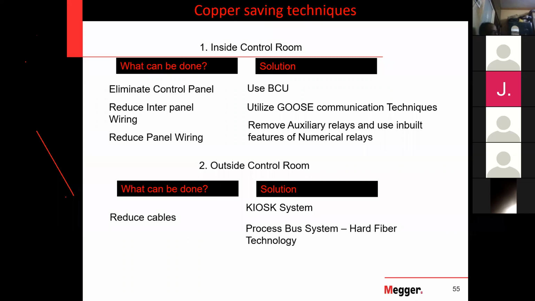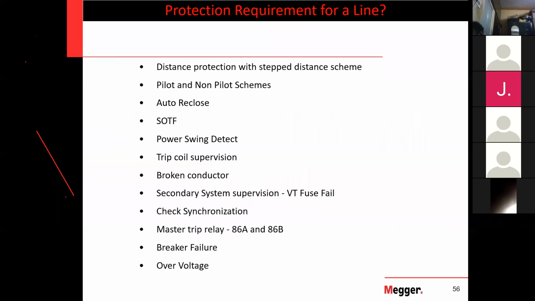So when you eliminate the control panel, we are using BCU, but to reduce inter-panel wiring, you have to use numerical relays and GOOSE communication. The last one, reduce panel wiring. How to reduce panel wiring? If you take one 400 kV line, these are the protections required: distance protection, pilot schemes, non-pilot schemes, auto reclosure, switch on to fault, power swing, trip circuit supervision, broken conductor, and so on. If you read that, you will get a lot of protection systems.